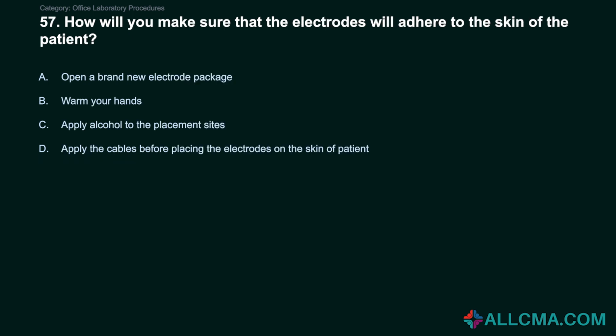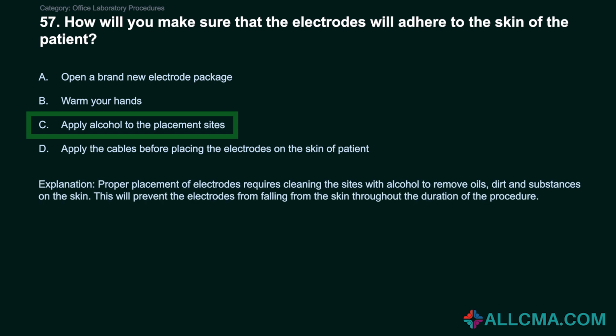57. How will you make sure that the electrodes will adhere to the skin of the patient? A. Open a brand new electrode package. B. Warm your hands. C. Apply alcohol to the placement sites. D. Apply the cables before placing the electrodes on the skin of patient. Correct answer, C. Apply alcohol to the placement sites. Proper placement of electrodes requires cleaning the sites with alcohol to remove oils, dirt, and substances on the skin. This will prevent the electrodes from falling from the skin throughout the duration of the procedure.